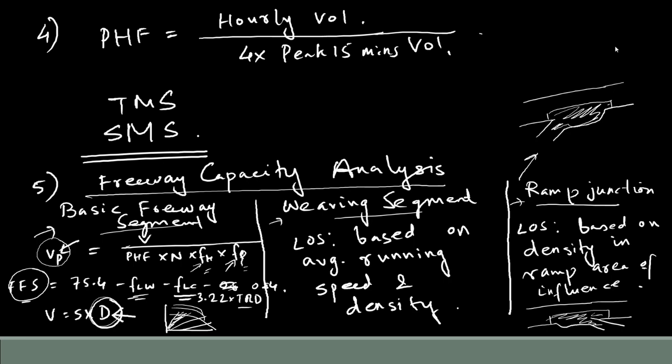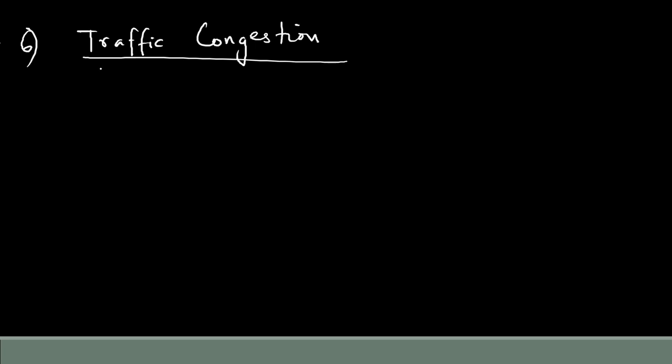So that is freeway capacity analysis, with three segments of the freeway: basic freeway segment, weaving segment, and ramp junctions. The next topic that is important from a P2A standpoint in this chapter is traffic congestion. This is very important. You will get a couple of problems from traffic congestion, so read this topic carefully.